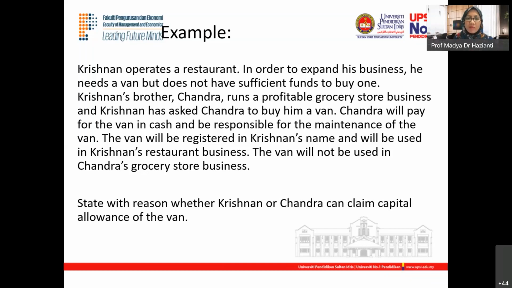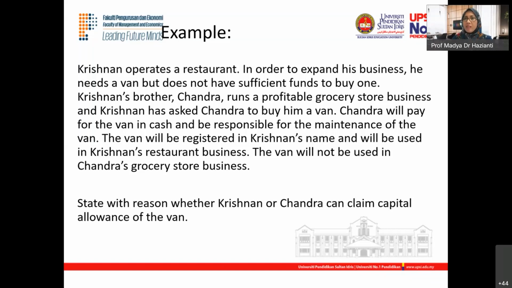Nak tahu apa jawapan dia? Rasa jawab betul tak? Dua-dua orang tak boleh claim. Not Krishnan ataupun Chandra. Why? Go back to the 4 points tadi. Alright, so kita tengok seorang-seorang. I can see your reason is that you choose Krishnan sebab Krishnan ialah registered owner, kan? Registered under nama dia. Right? So guna untuk business dia.